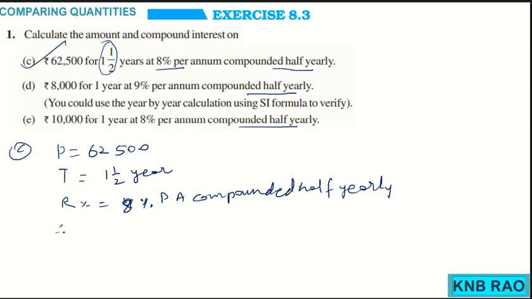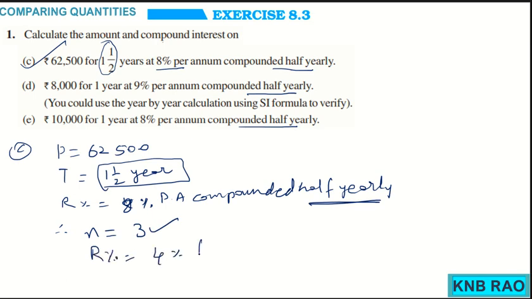That means therefore n becomes 3. Why? Because in this 1.5 years, half years are 3 in number, and the rate of interest will be 4% for 6 months, or for half year. How? 8 for 12 months, for 6 months 8 by 2, 4. For 1 year it is 8, for half year, half of that 8, 4%.